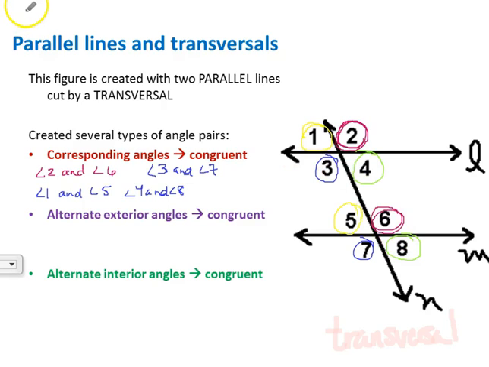I'm going to erase all the color coding, so if you want to click pause now, do that because I'm going to get rid of those so we can go on to the next type of angle pair.